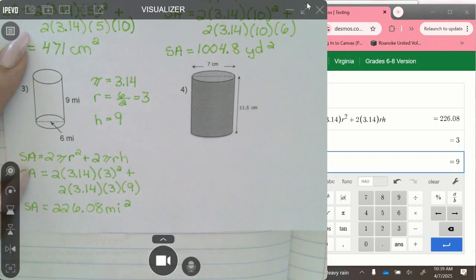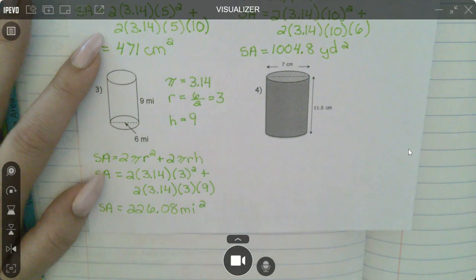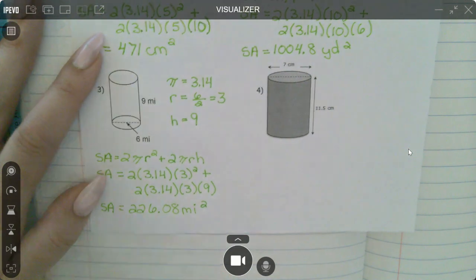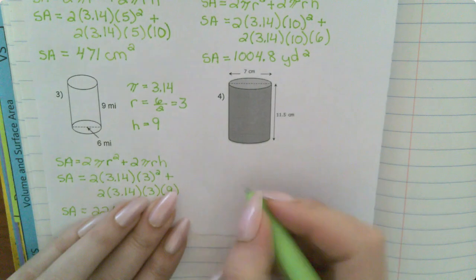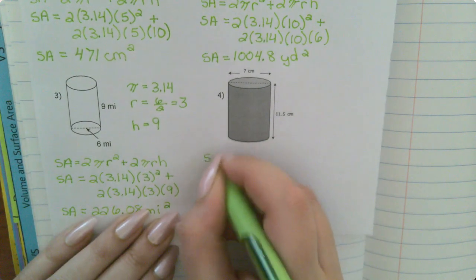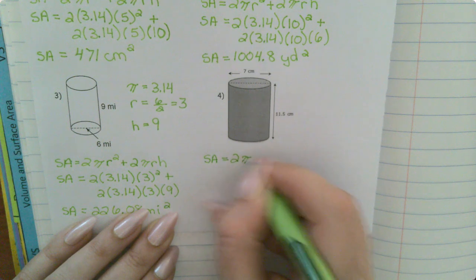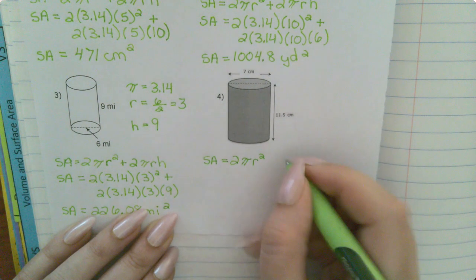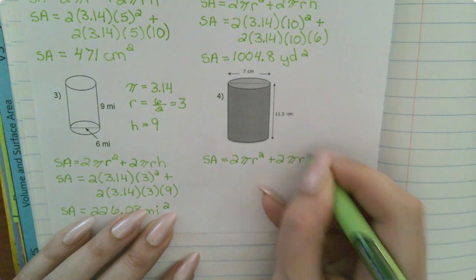Okay, so then I will make this full screen for the rest of it. All right, so finding the surface area, start with your formula. Surface area, 2 pi r squared plus 2 pi rh.